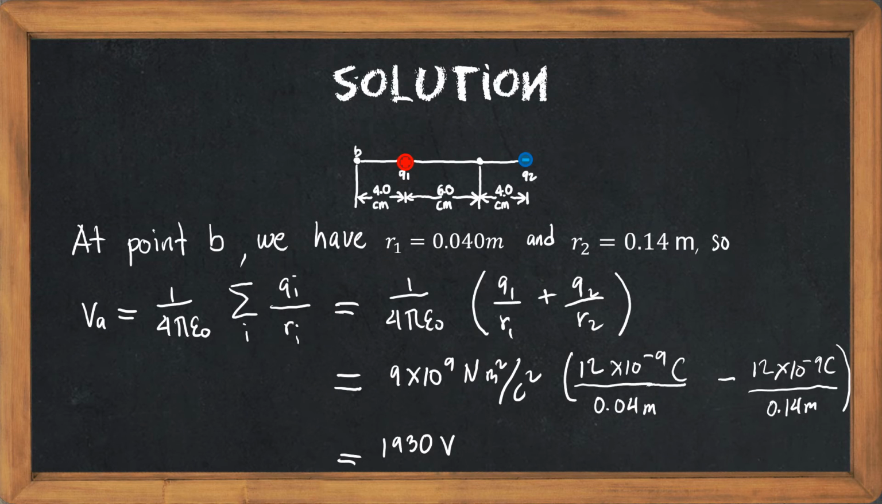At point B, we have R1 equals 0.040 meters and R2 equals 0.14 meters. So VB is equal to 1 over 4 pi epsilon naught times Q1 over R1 plus Q2 over R2. This becomes 9 times 10 to the power of 9 newton meter squared over coulomb squared times 12 times 10 to the power of negative 9 coulomb over 0.040 meters minus 12 times 10 to the power of negative 9 coulomb over 0.14 meters. The result is 1930 volts.